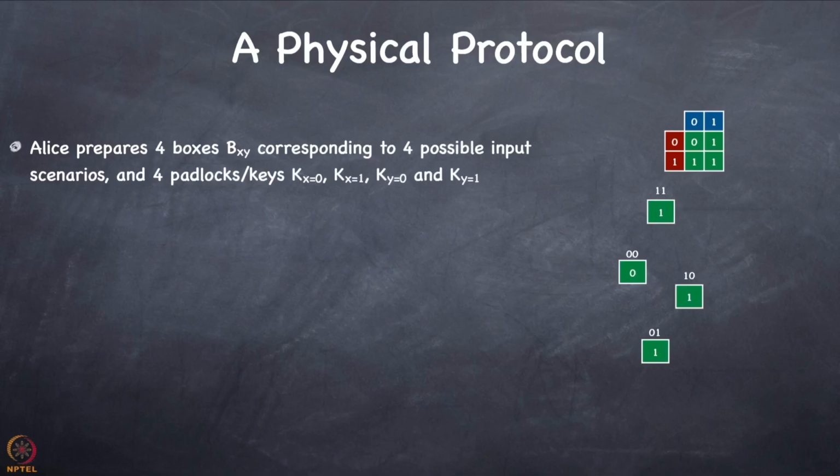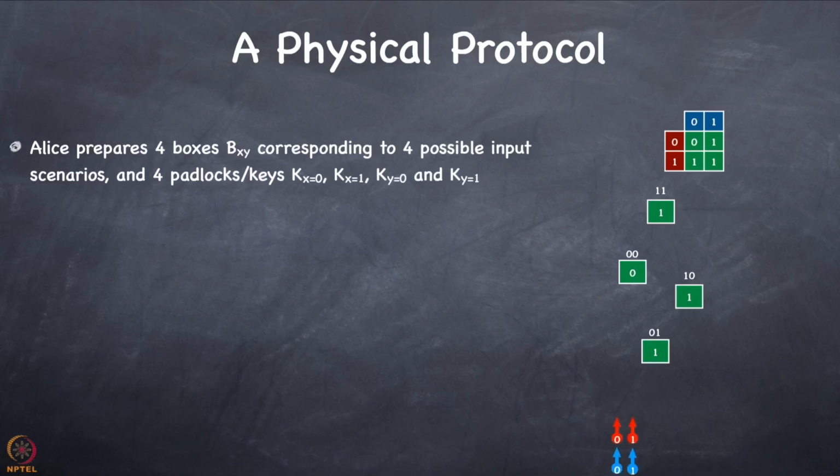Okay, so these are the 4 boxes I mentioned. B00, the little thing on top here is the label on the box. And what's inside the box is a value that I've put in. I write this value on a sheet of paper and put it inside the box. So what's the value I'm going to put inside the box? It is R of xy. So B of 0,0 will have 0 in it, and all the other boxes have 1 in it because this function is R.